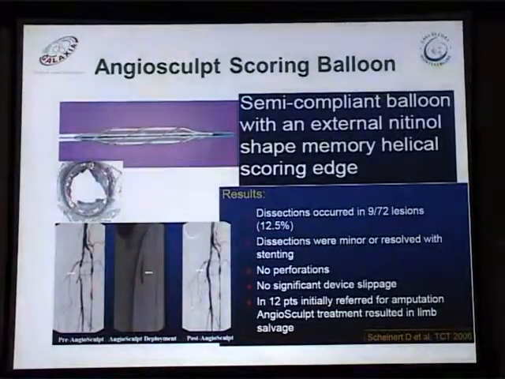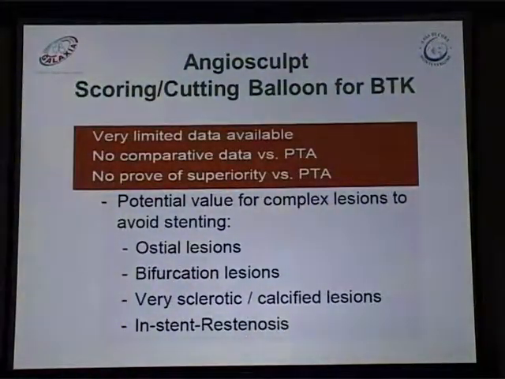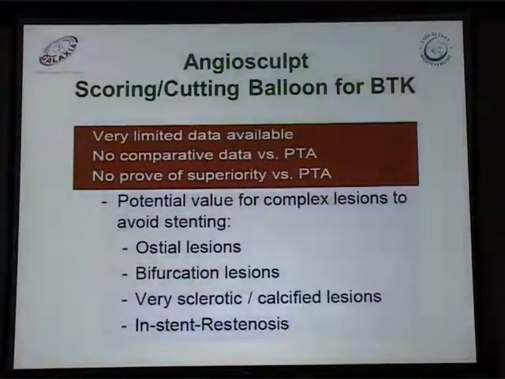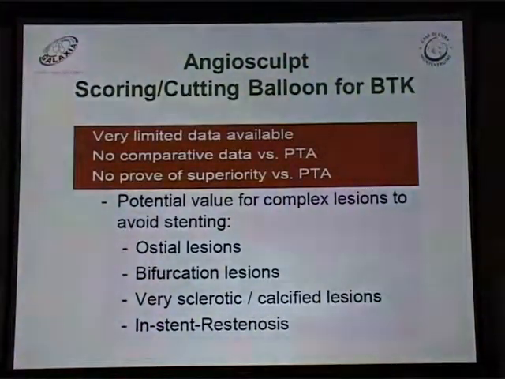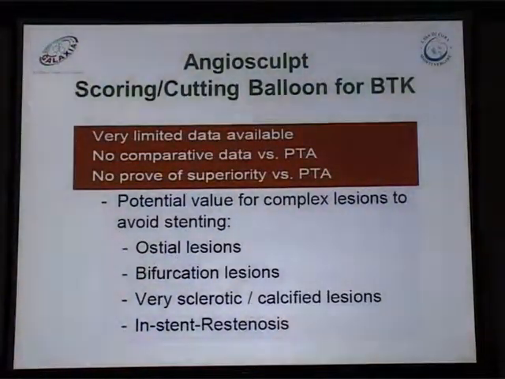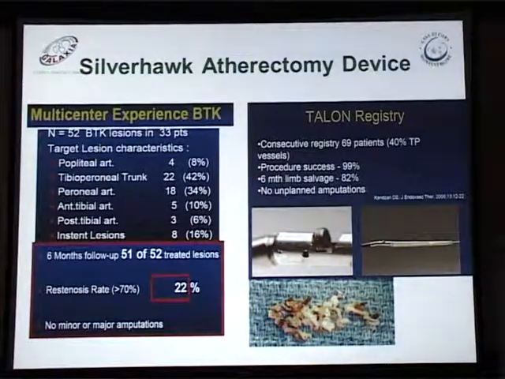So I will show only the potential value in complex lesions, to avoid stenting, with these kinds of balloons. They are indicated in ostial lesions, bifurcated lesions, very sclerotic calcified lesions, and in in-stent restenosis. Of course, we have limited data nowadays for below the knee angioplasties with these kinds of balloons. No comparative data or superiority versus angioplasty alone. The SilverHawk atherectomy device is a very promising device.